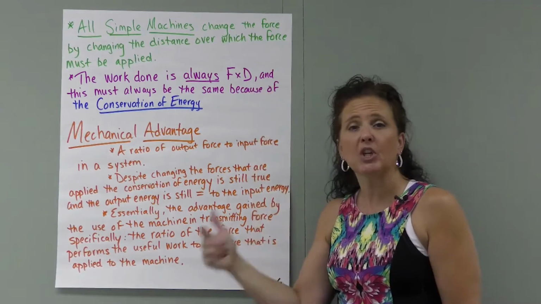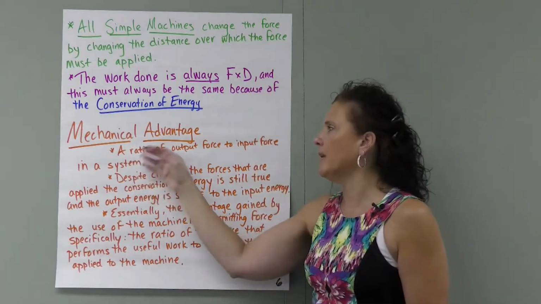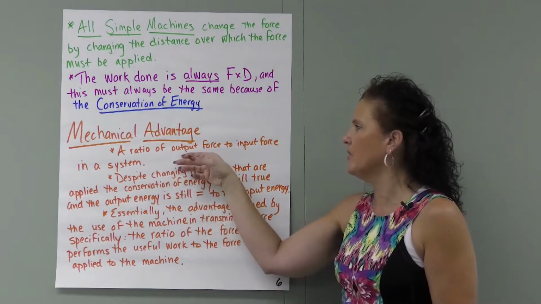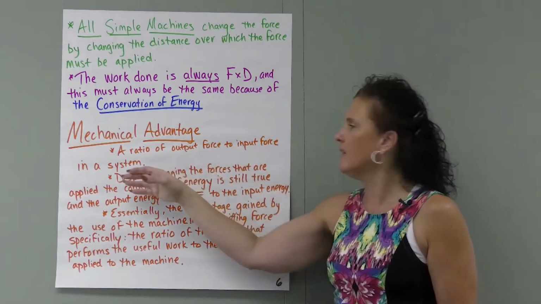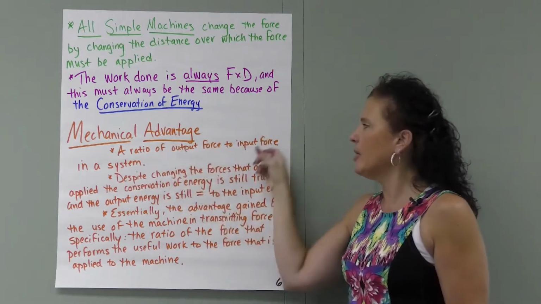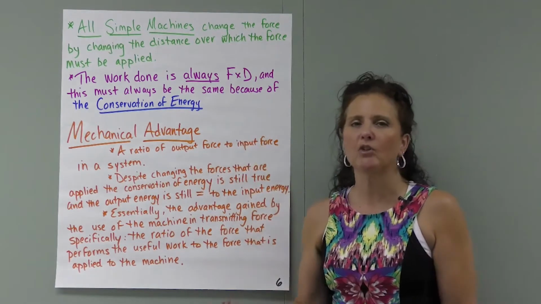And that's what simple machines do. Then we look at what's called mechanical advantage, and that's just a ratio of how much force we output to how much we have to input into this system. How much do we get out of that simple machine according to how much do we have to put in? Or why would we use a simple machine?